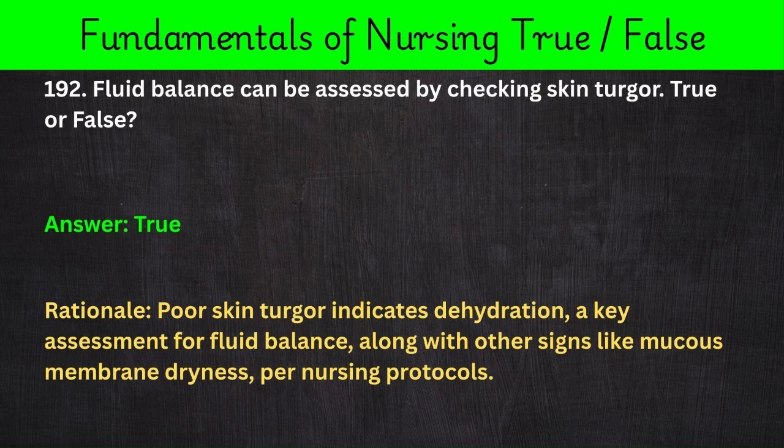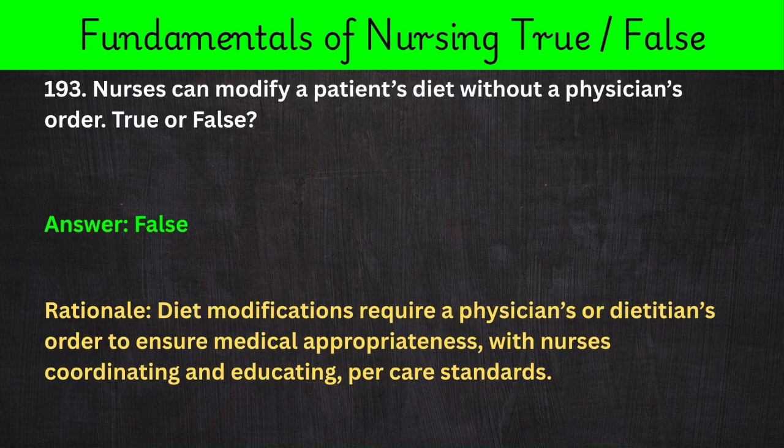192. Fluid balance can be assessed by checking skin turgor. True or false? Answer: true. Rationale: Poor skin turgor indicates dehydration, a key assessment for fluid balance, along with other signs like mucous membrane dryness, per nursing protocols.